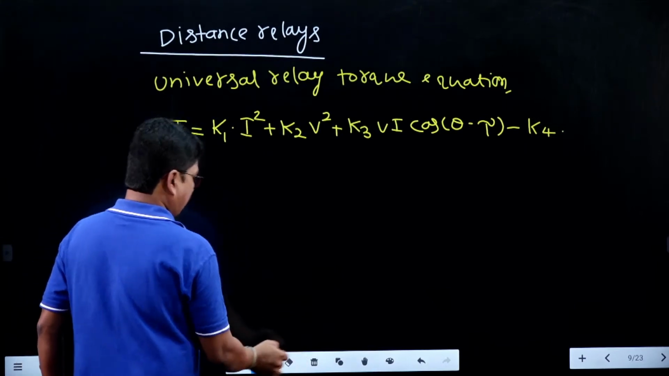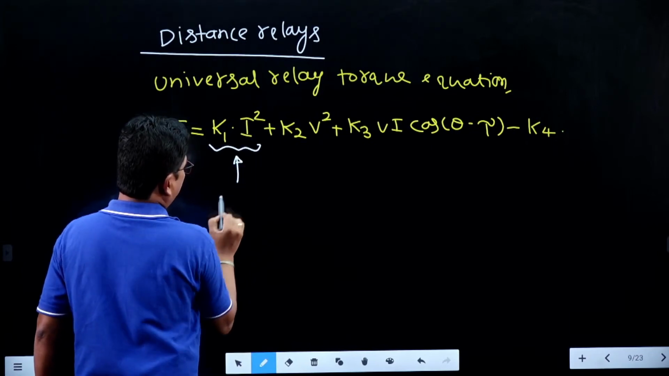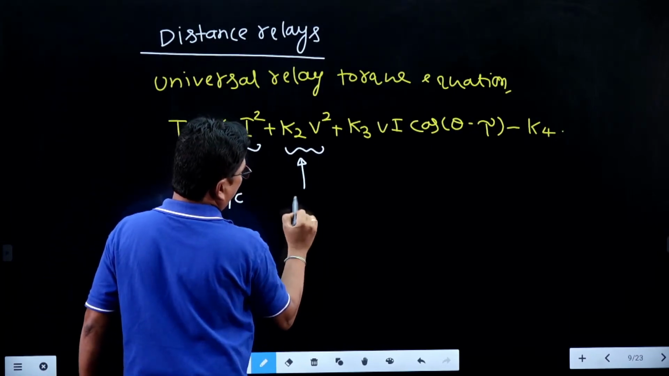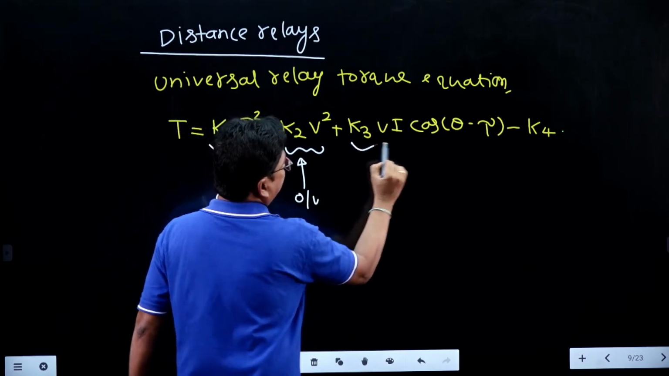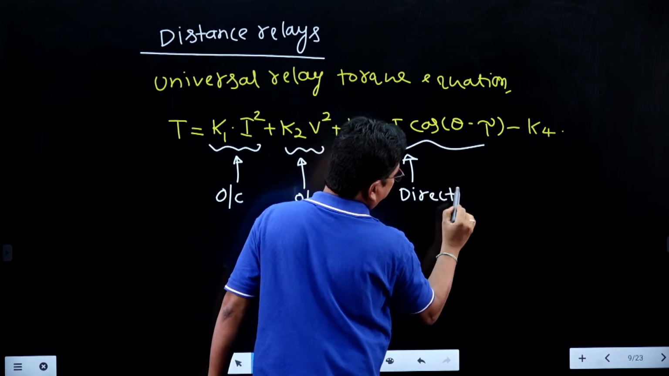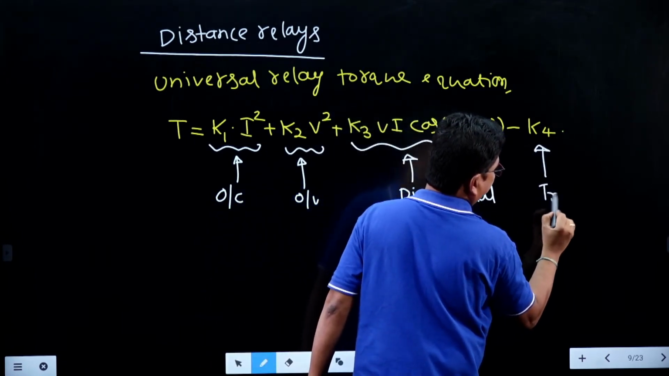So if you see, this is for over current, this is for over voltage, this is the directional unit, and this is the restraining torque.